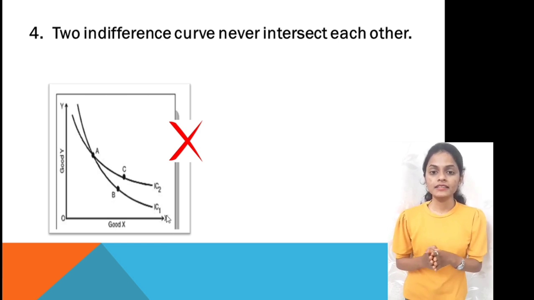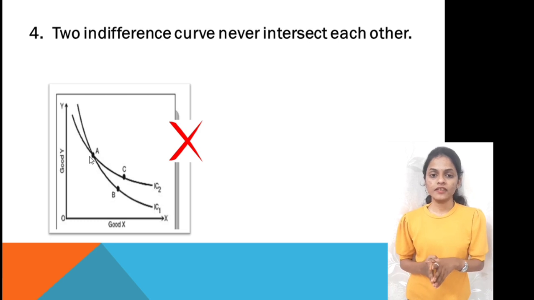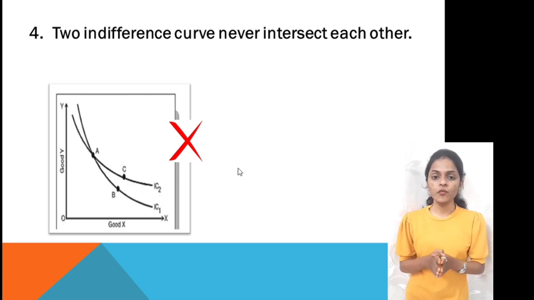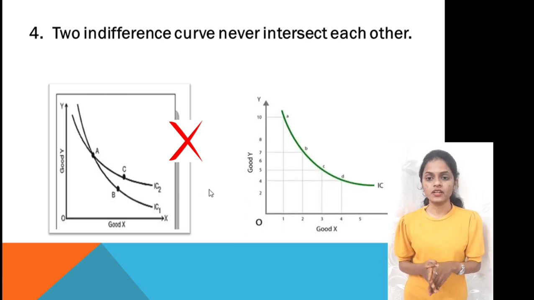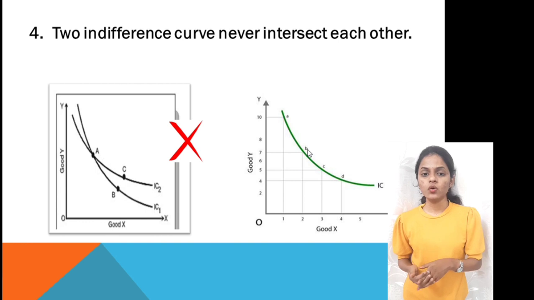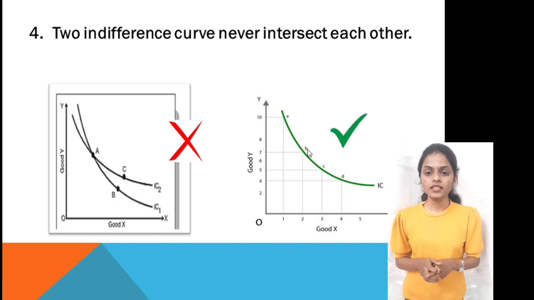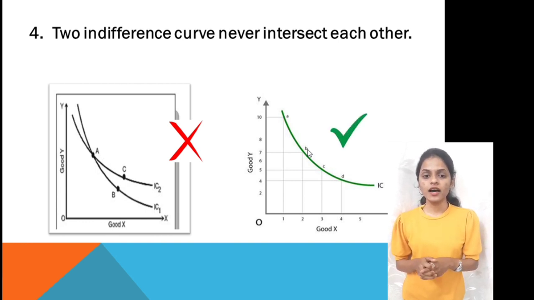Points B and C show equal satisfaction, but this is contrary to our earlier assumption that points on a higher indifference curve show greater satisfaction than points on the lower indifference curve. Therefore, to be consistent with our assumptions, indifference curves would not cut each other.